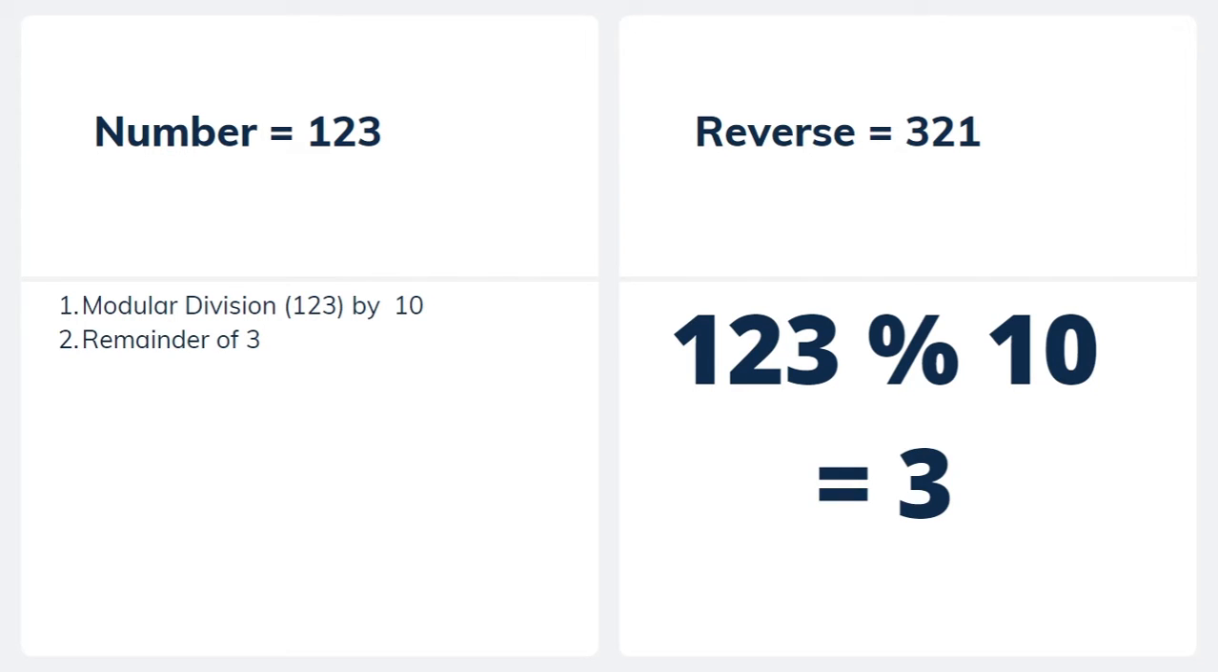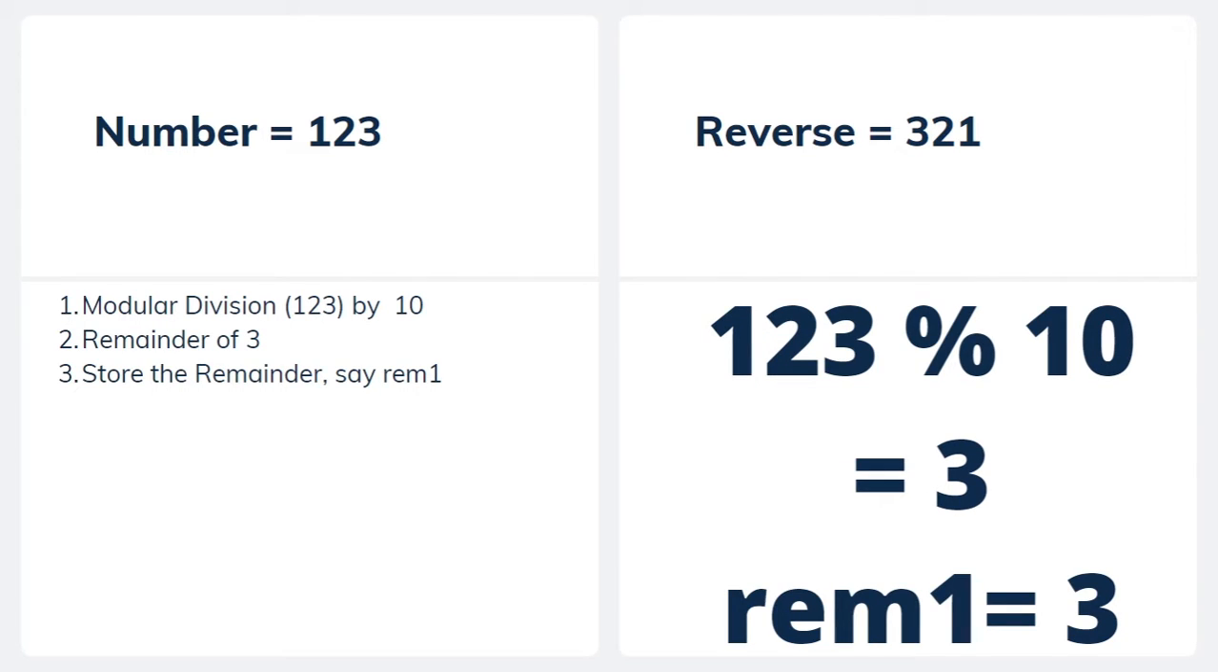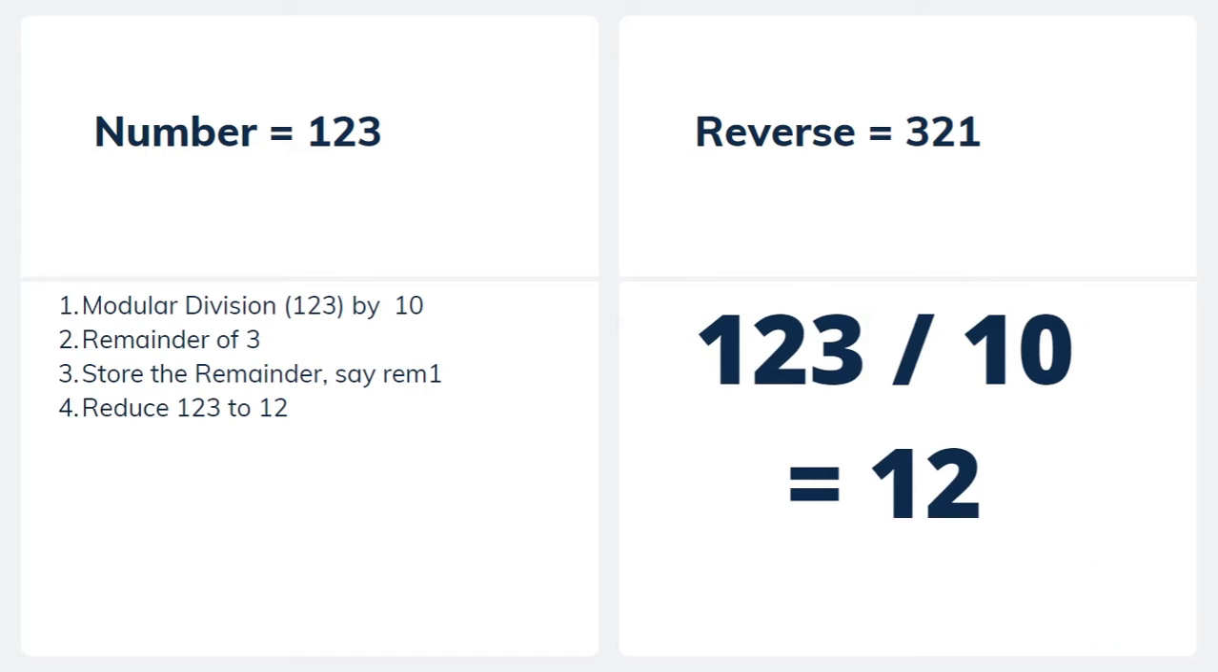When it returns the remainder value 3, we are going to store it in a new variable, say rem1. So inside rem1, we have the remainder of 123 when we took the modulus division of it by 10. The next step is to divide the number 123 by 10 so that we get its quotient value, that's 12.